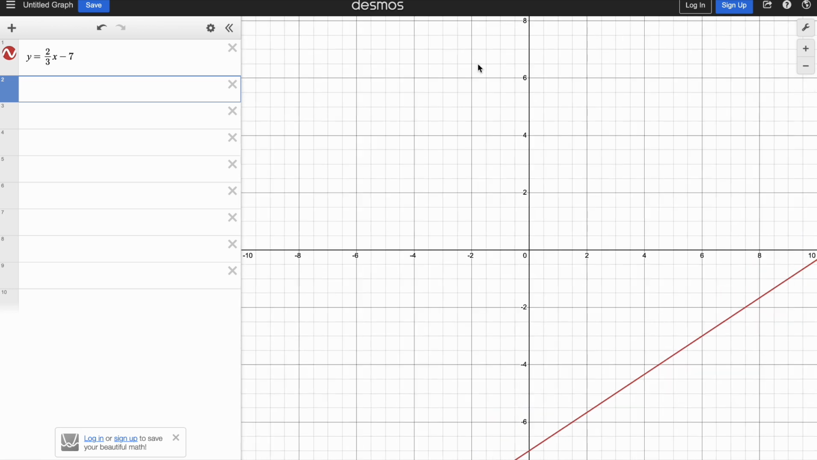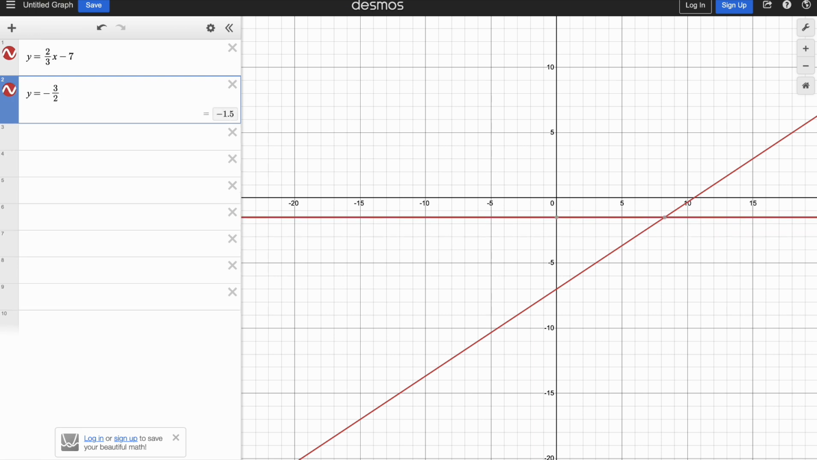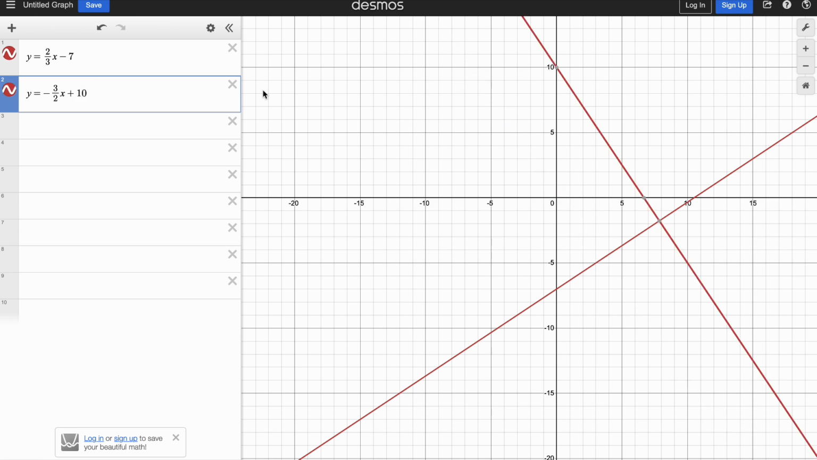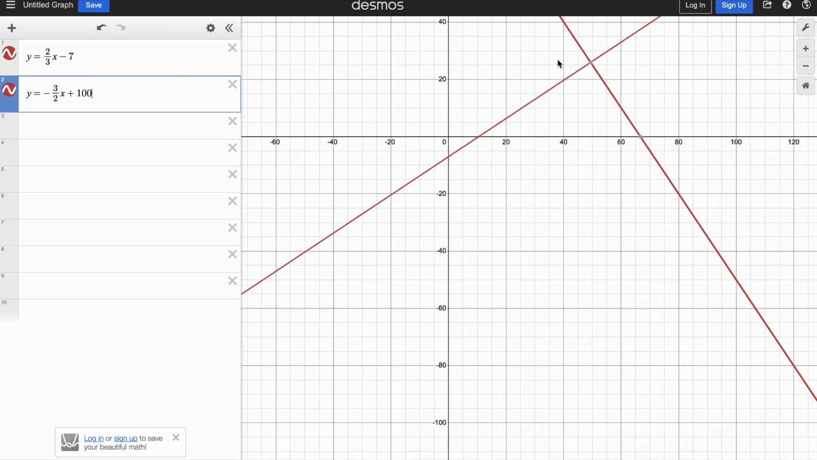That's my original equation, and I want to draw a line that's perpendicular to it. So I would have y equals, because it's a positive, it's going to become negative. I need to flip it, so it becomes 3 over 2, and x. And you can see already we've got perpendicular lines. It doesn't matter where the y-intercept is. It could be plus 10, it could be plus 100. It doesn't matter, but there'll always be right angles here. So that's what you're looking for.